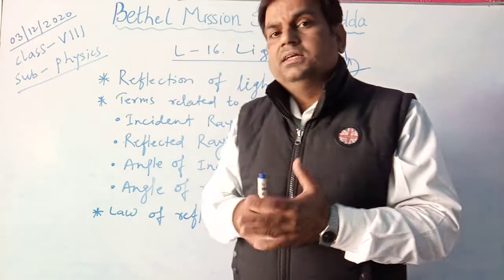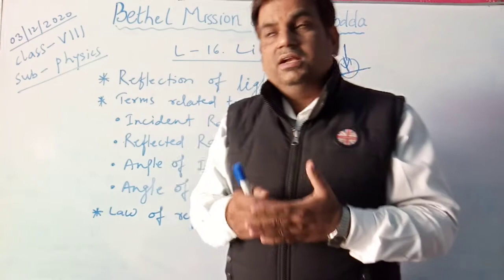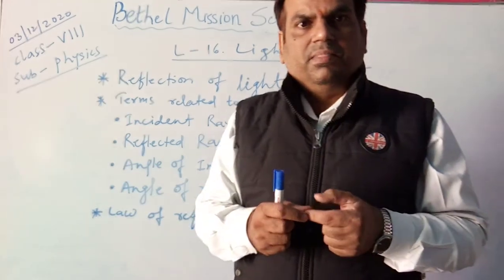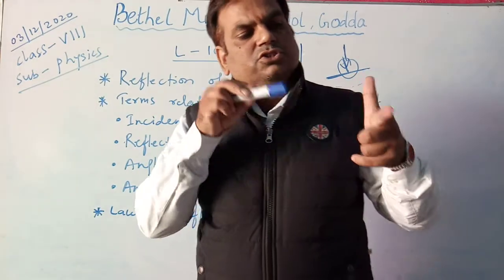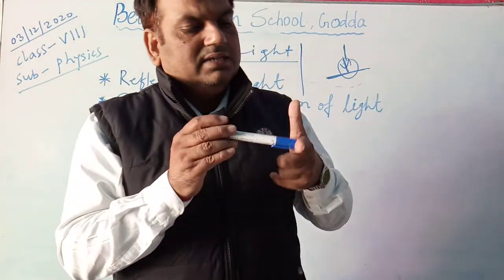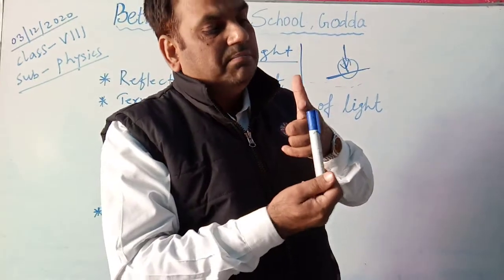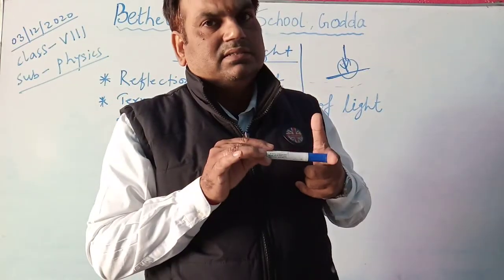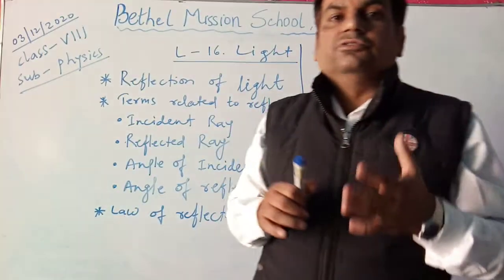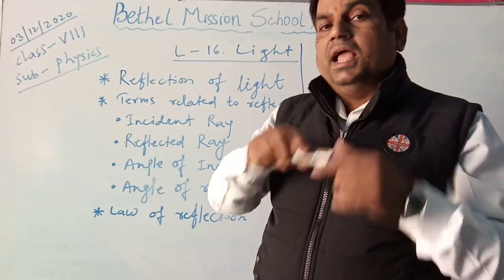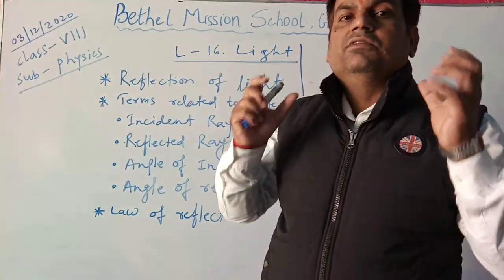And third, light can travel through solid medium. The solid medium like glass. Glass is a solid medium, and when we focus a torch on the glass, the ray or beam of light will pass through the glass. It means the light also passes through solid medium, and light can travel even through vacuum.